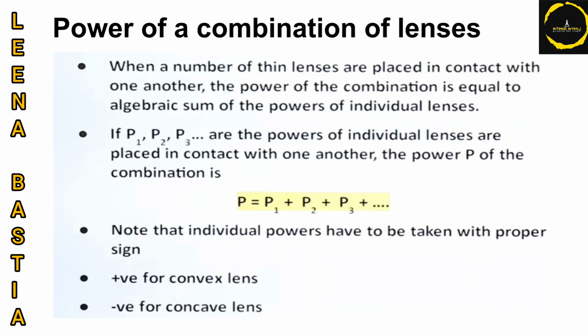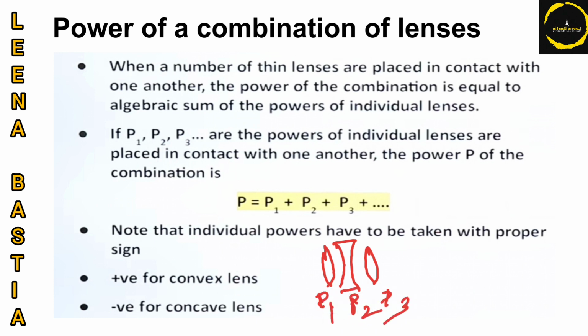Now, the next topic is power of a combination of lenses. Power of a combination of lenses means what? P equals the number of lenses when we are combining. Suppose we have taken one convex lens, then a concave lens, then another convex lens. Suppose the power of the first one is P1, this is P2 and P3.